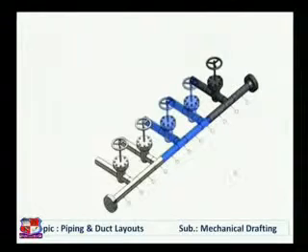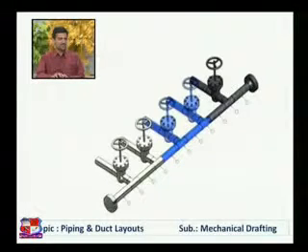Isometric view of pipeline connection. Here flanges are there. These bolts and nuts are used to couple these flanges. With the help of flanges, it is coupled to this pipeline. So this is an isometric view of a coupled joint.